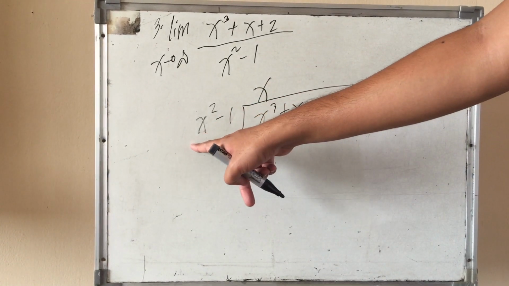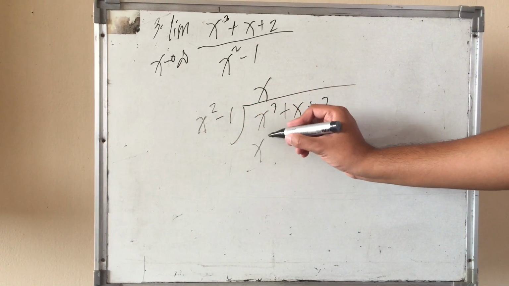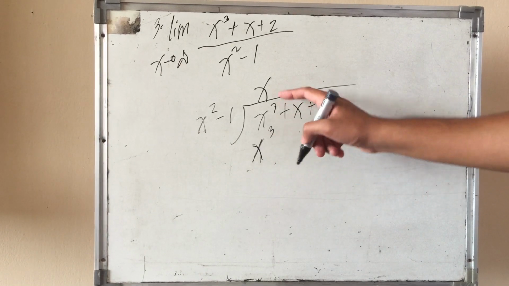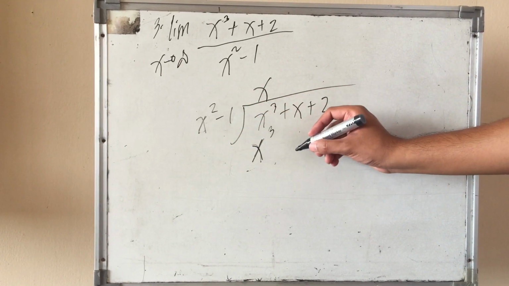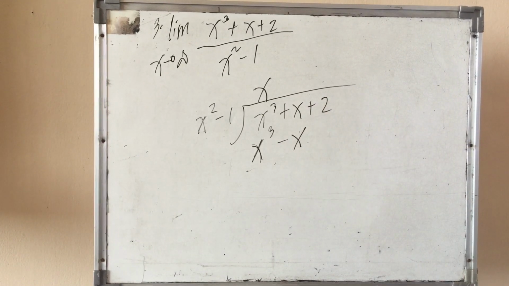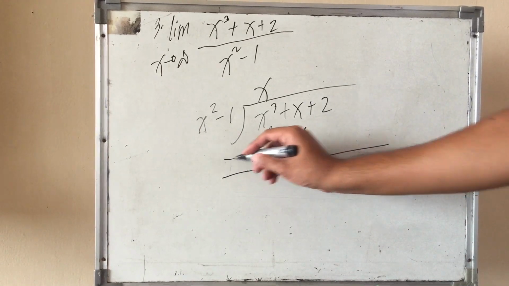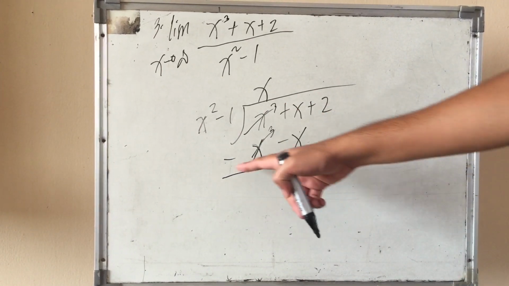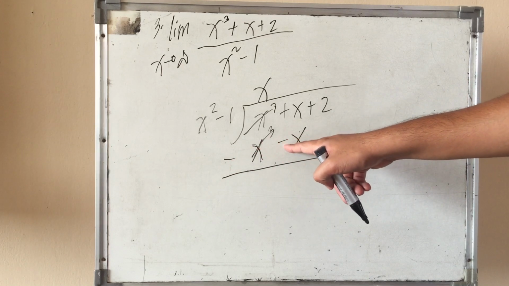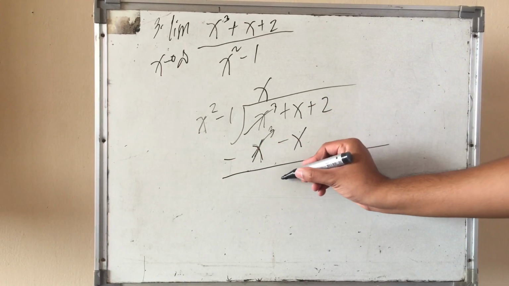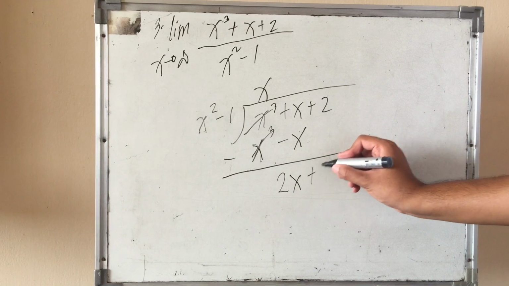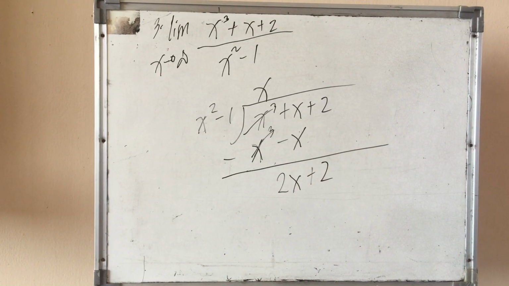x times x squared is equal to x cubed. x times 1 is x. Then subtract: distribute the negative sign, so this will become positive. x plus x is equal to 2x. Then bring down the plus 2. Since x squared cannot divide 2x, our answer will be x with remainder 2x plus 2.